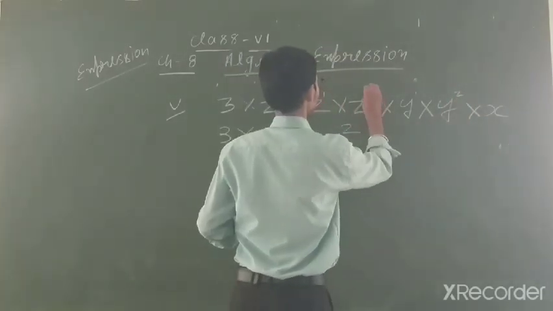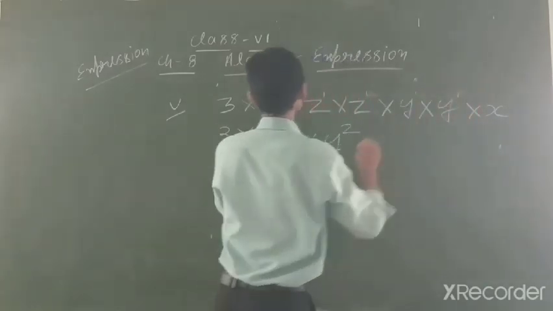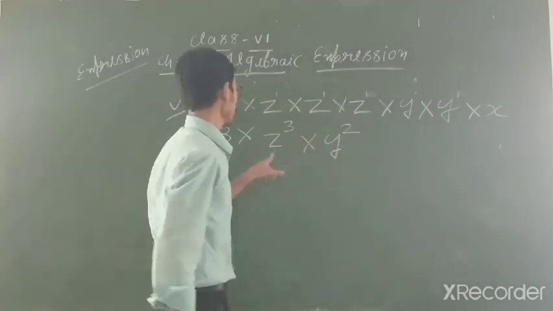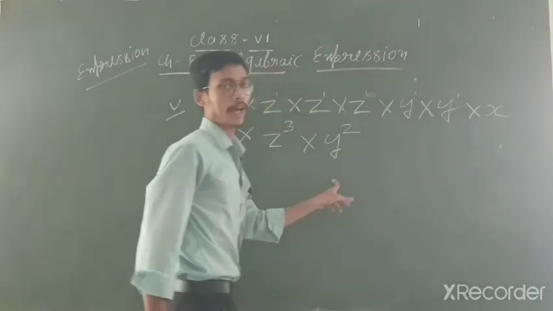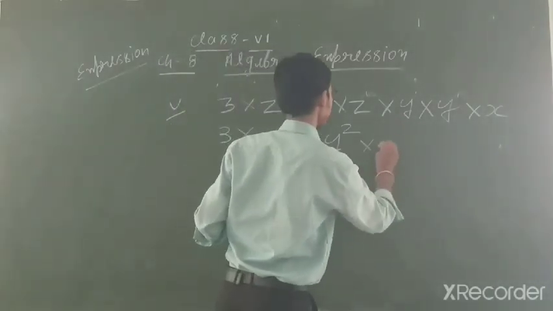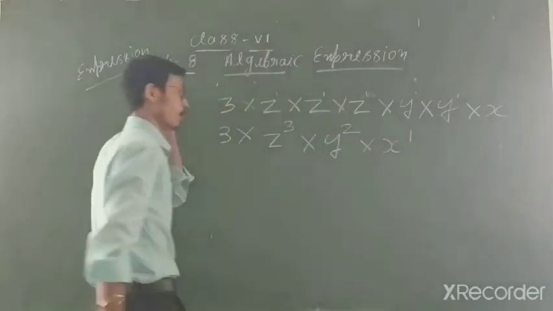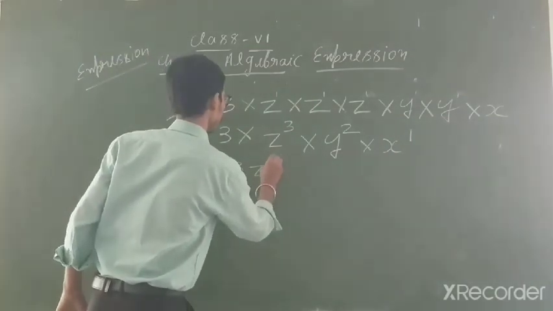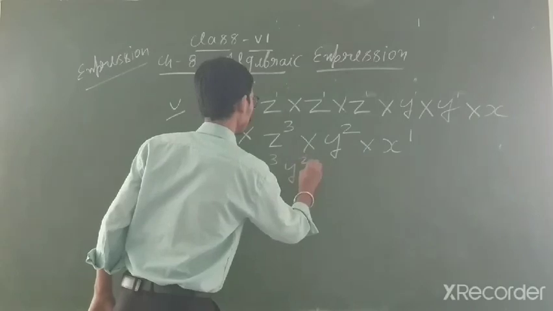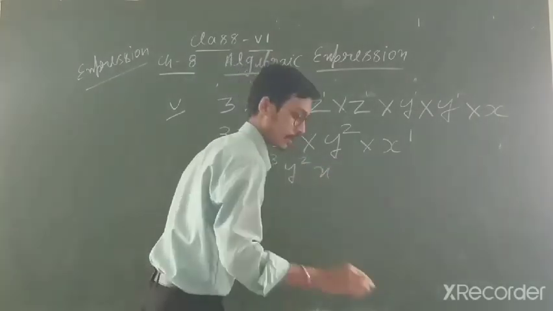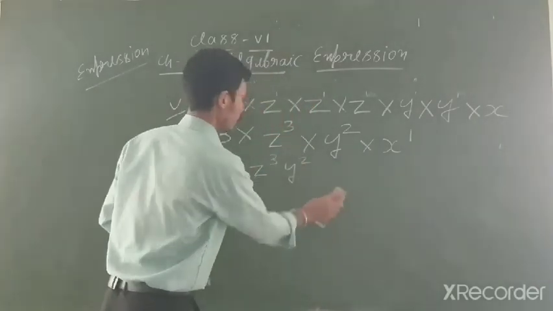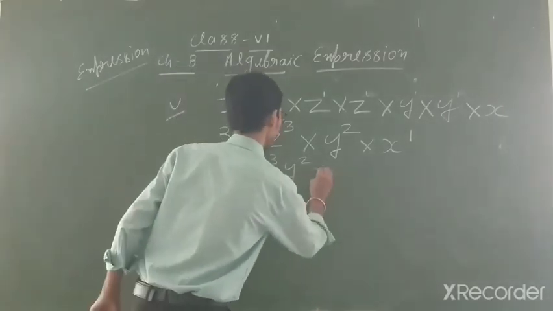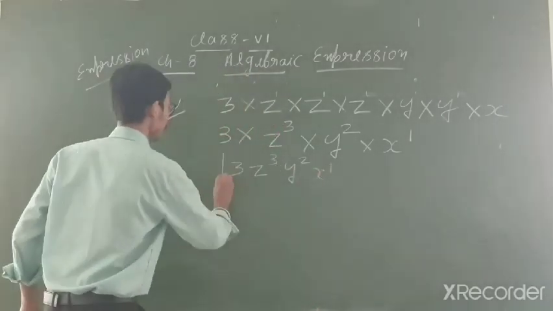This is 1, this is also 2. You have to count total. Yani 1 2 3, so z to power 3, 1 2, so y to power 2, and x is what? X is 1 times, so only write down 1. Clear student? So this is our 3 z to power 3, y to power 2, x to power 1. Clear student? I think this concept is clear to everyone, because this is very easy.